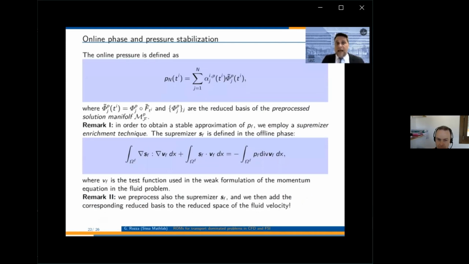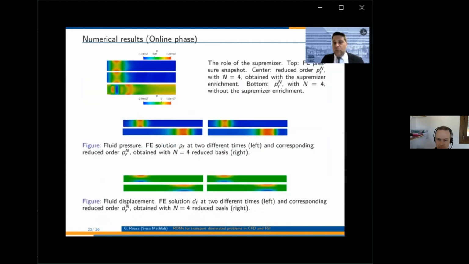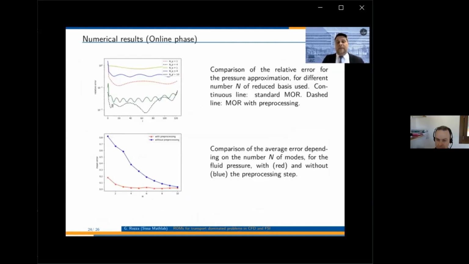Of course, we also have to stabilize our problem using a supremizer, and then we have the online computation of the pressure to pull back this solution. Here we have some comparison between the reduced and the full order solution for the pressure and also for the displacement. An accurate pressure guarantees an accurate coupling with the structural part, and so also an accurate computation of the displacement. Here we can see that the online performance, thanks to this pre-processing, is also better, because we have better accuracy and lower relative error for the dotted line representing our pre-processed solution.